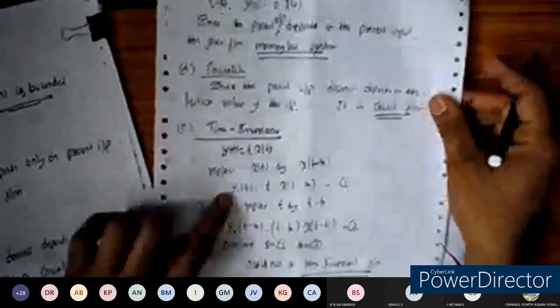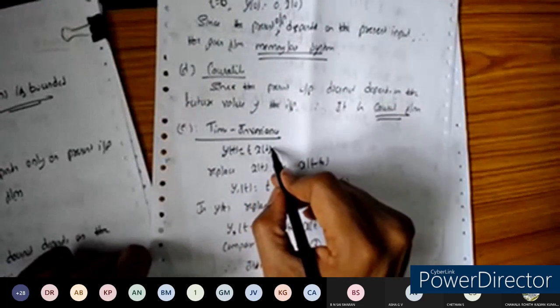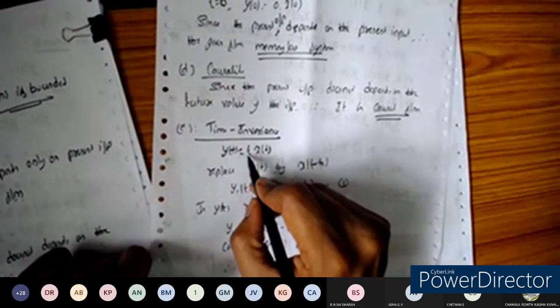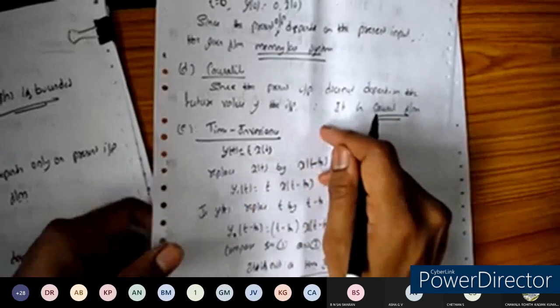For time invariance, if any extra term along with x of t, any t terms or any function of t, is there, we can say it's not a time invariant system. Like that we can observe here, and you can use these concepts for attaining competitive exams.